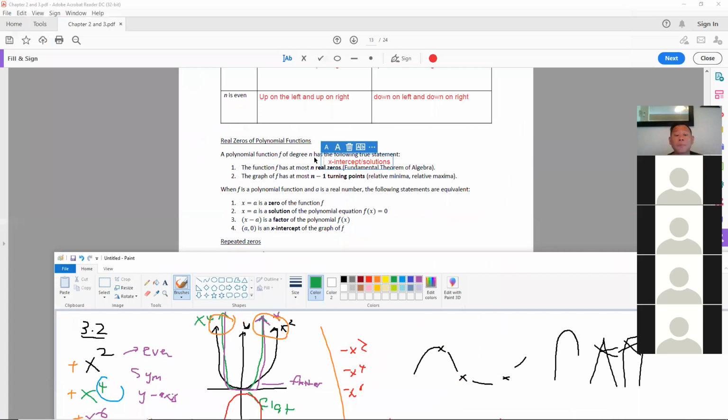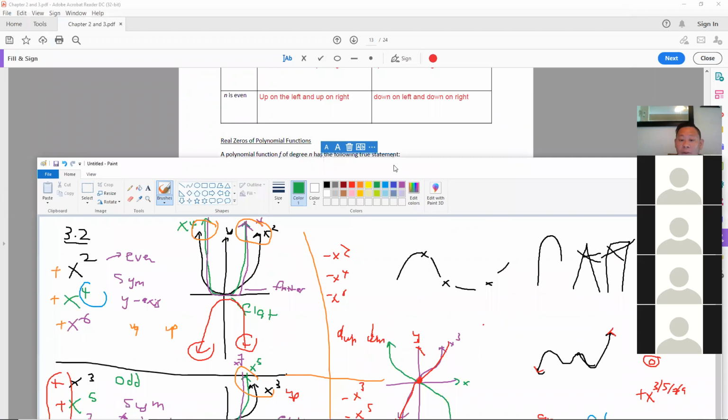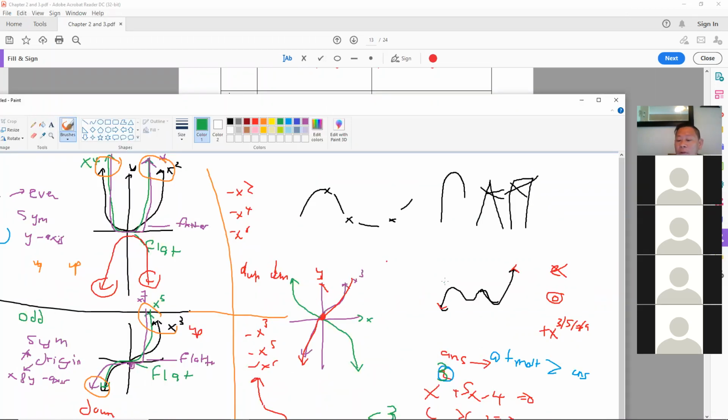So if you have 4 degrees, you can have up to 4 answers, or 4 x-intercepts. And turning points. Turning point means the vertex. How many turning points can you have? You can have at most n-1 turning points. So if you have this, how many turning points do we have here? You got 1 turning point, 2 turning points, 3 turning points, and 4 turning points.